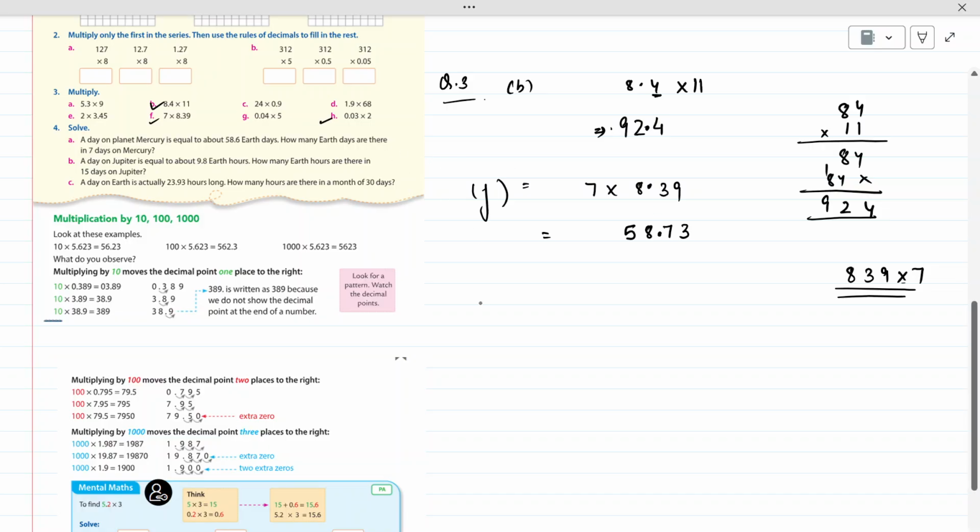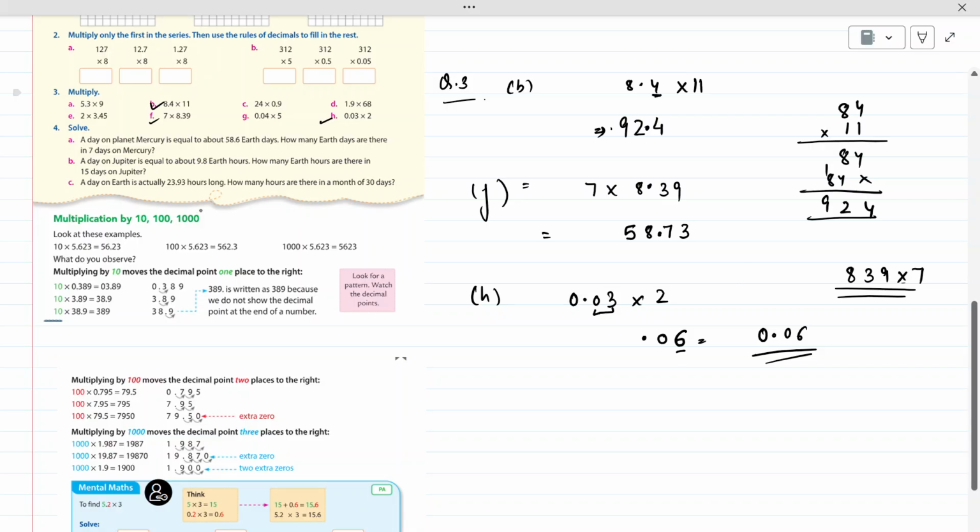Also, I'm taking the last part, H, where we are multiplying 0.03 with 2. So here 3 into 2 will give us 6. And now we have to put the decimal after two numbers, but we have only one number here. So what we are going to do, we are going to write one more 0 here and then we will put a decimal point. So our answer is 0.06. Okay, this particular thing we have already covered in our previous exercises, kids.